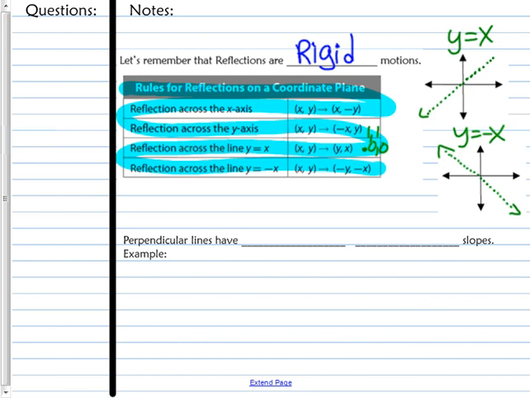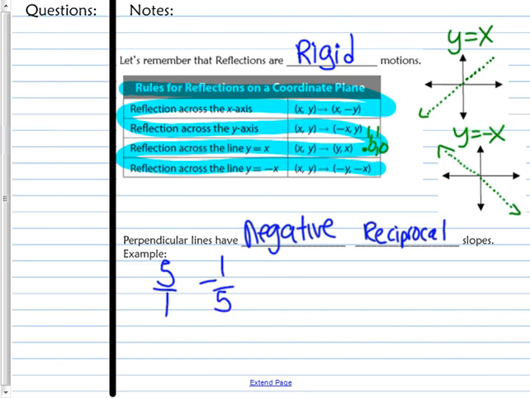Okay? Moving on, perpendicular lines have negative reciprocal slopes. Now, I hope some of you remember what negative reciprocal means. Negative means the opposite sign. Reciprocal, it's upside down. So, for example, if we had the slope of 5 over 1, the negative of that would be the negative sign, and 1 over 5 is the reciprocal. So together we have the negative reciprocal, negative 1 over 5.